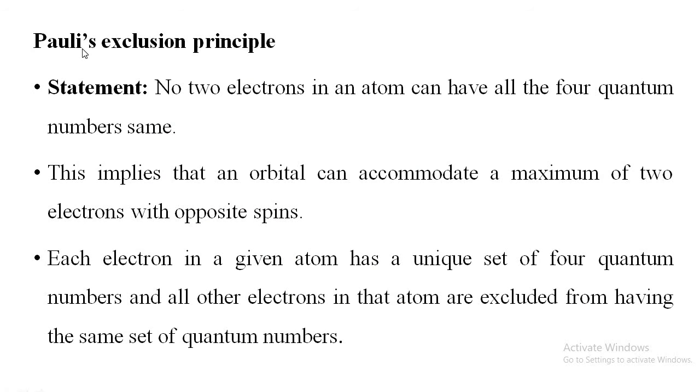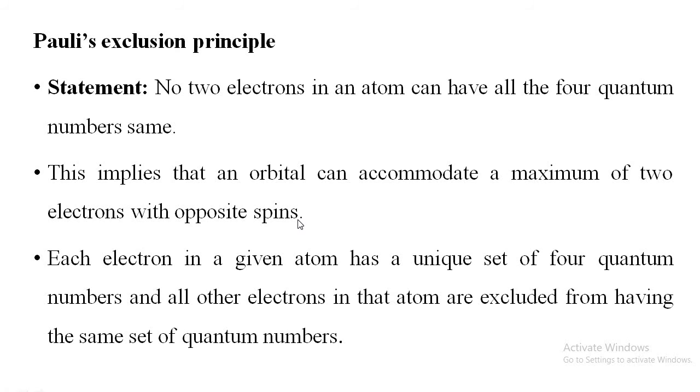Let us go for the Pauli's exclusion principle. This principle states that no two electrons in an atom can have all the four quantum numbers same. This implies that an orbital can accommodate a maximum of two electrons with opposite spins.